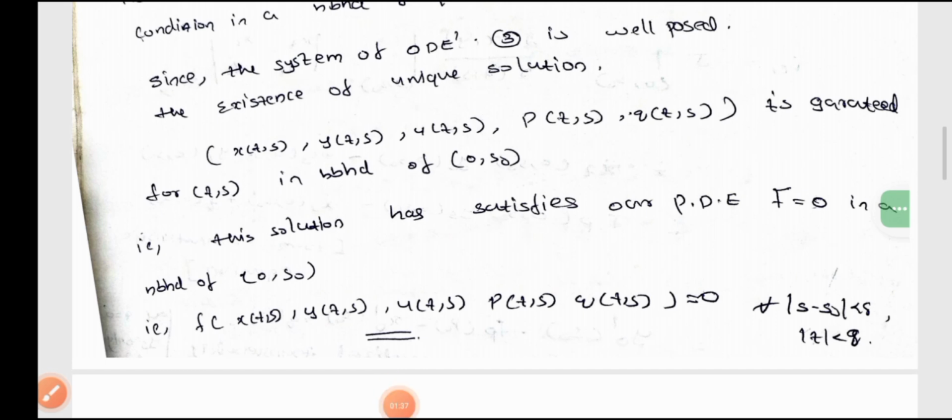Next part of this theorem is we have to show that the parametric representation defines a smooth integral surface u is equal to u of xy. Now our solution is in terms of t and s. The parametric representation x, y, u will define a smooth surface u is equal to u of xy.